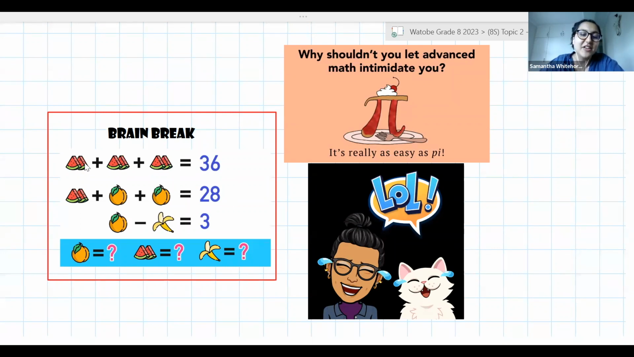Okay, so guys, the brain break is this little puzzle over here. We want to find the value of the watermelon, the orange, and the banana.